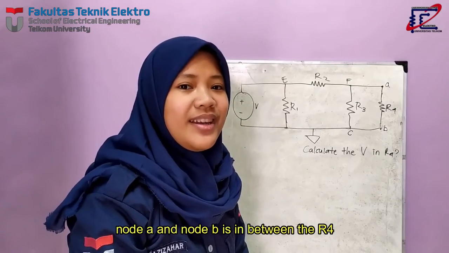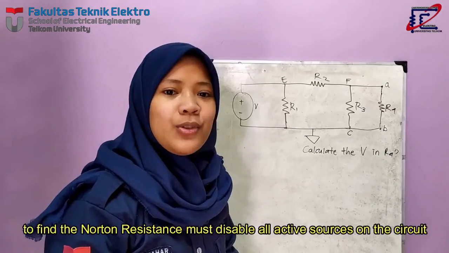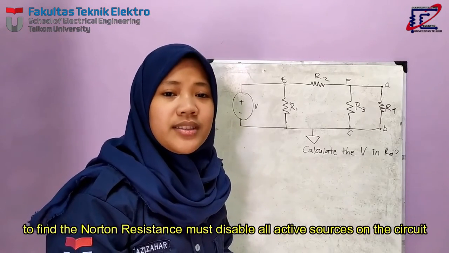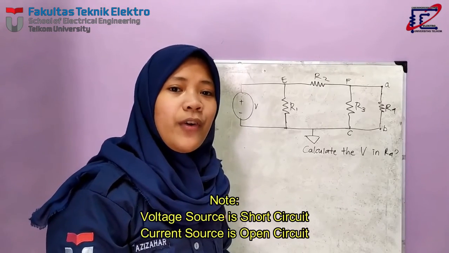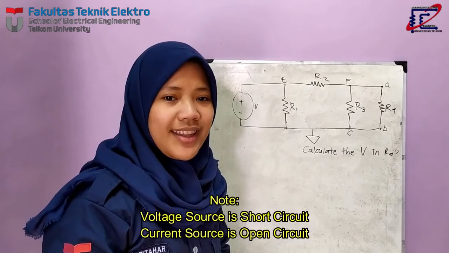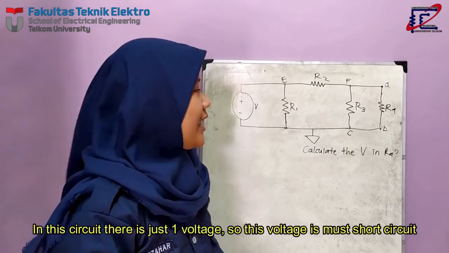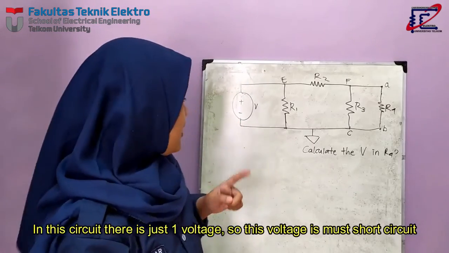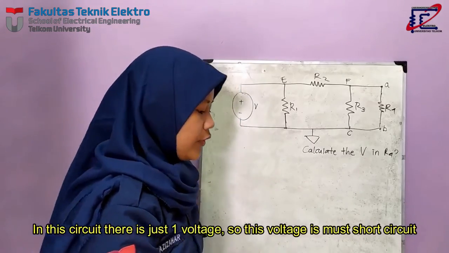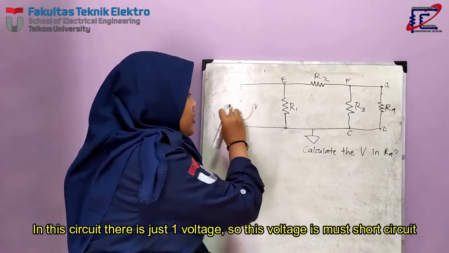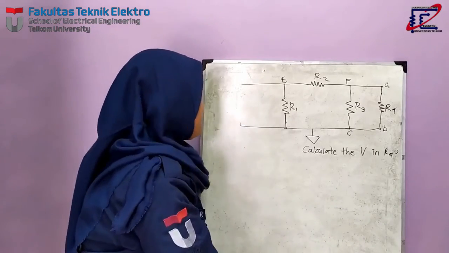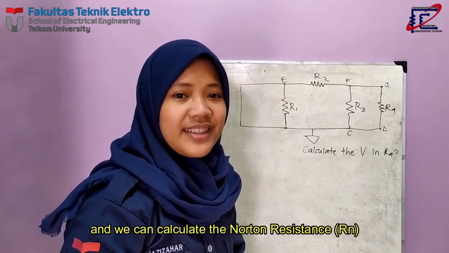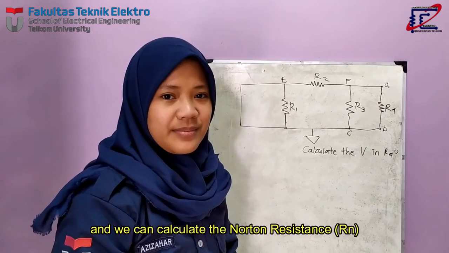are in between R4. To find the Norton resistance, we must disable all active sources in the circuit. Note, voltage source is short circuit and current source is open circuit. In the circuit, there is just one voltage source, so this voltage source must be short circuited, and we can calculate the Norton resistance.